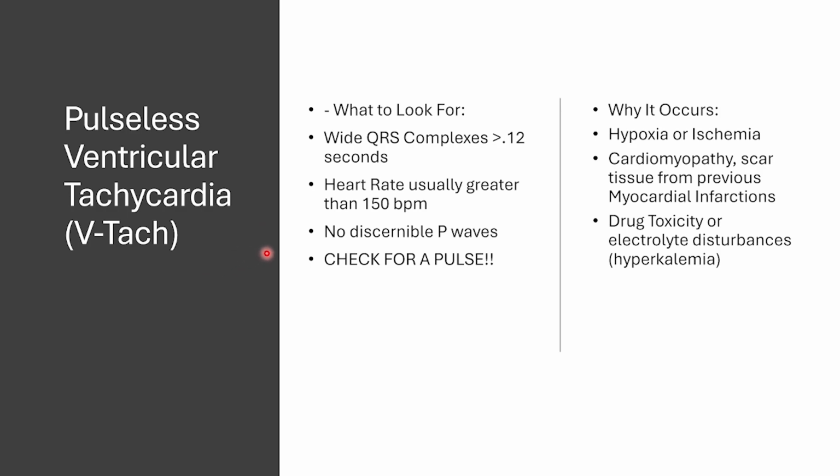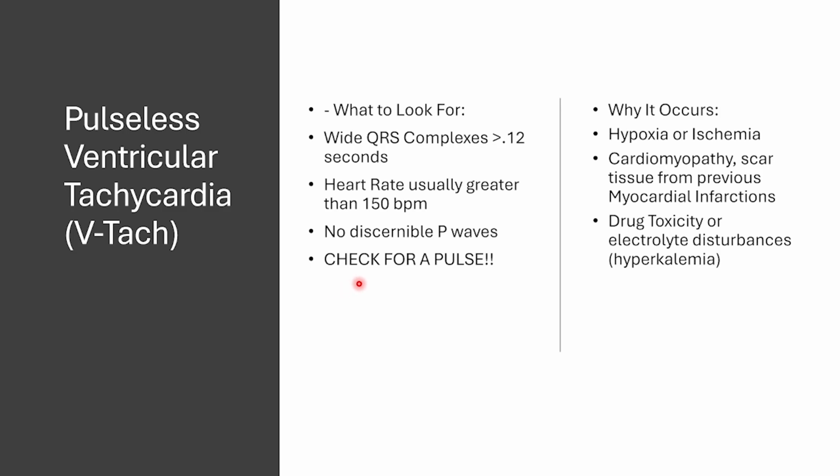For pulseless V-tach, what are we looking for? Well, it's a wide QRS complex. It's greater than 0.12 seconds. The heart rate's usually going to be greater than 150 beats per minute. It's not going to have a discernible P wave. And we want to check for a pulse. That is huge. For all these rhythms, we want to check for a pulse.